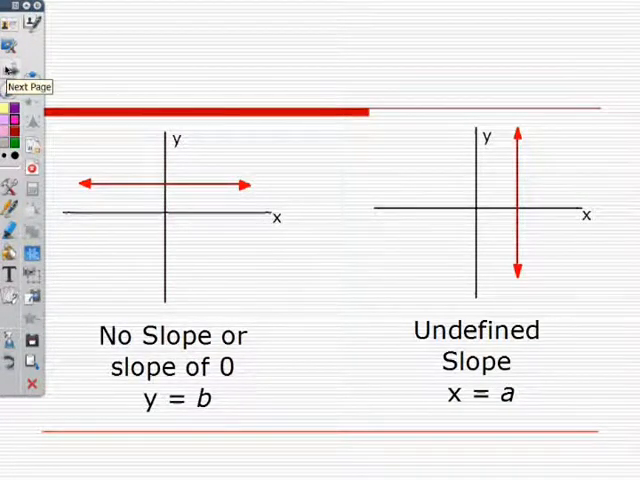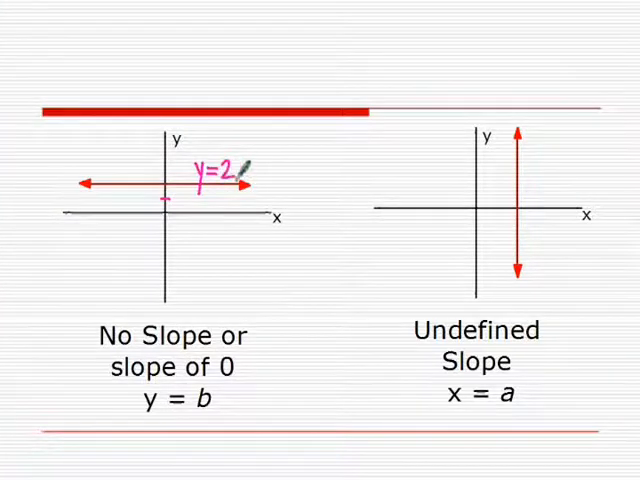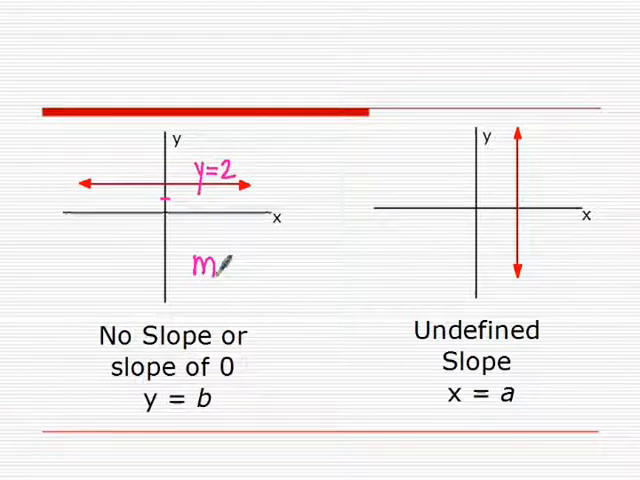horizontal lines, not surprisingly, have no slope. They're flat, no slope. Okay. And those come from lines that are just y equals a number. Like this looks like maybe it would be y equals 2. Okay. It has a slope of 0.